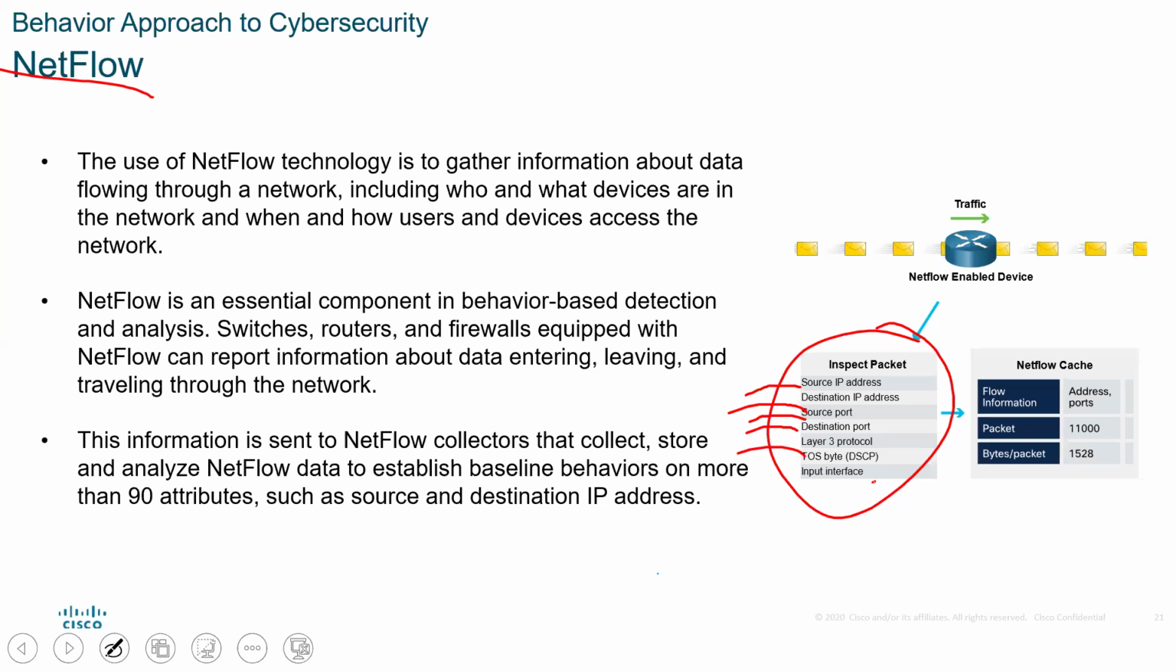Switches, routers, and firewalls equipped with NetFlow can report information about data entering, leaving, or even traveling through the network. This information is sent to NetFlow collectors that collect, store, and analyze NetFlow data to establish a baseline behavior on more than 90 attributes, right?